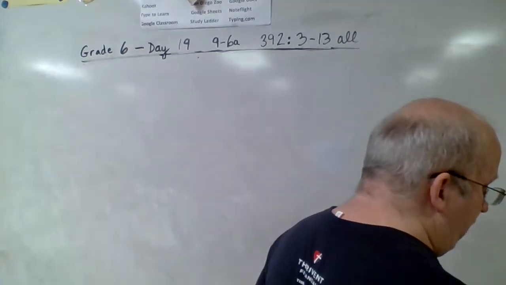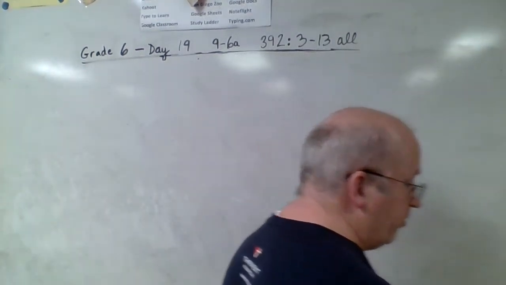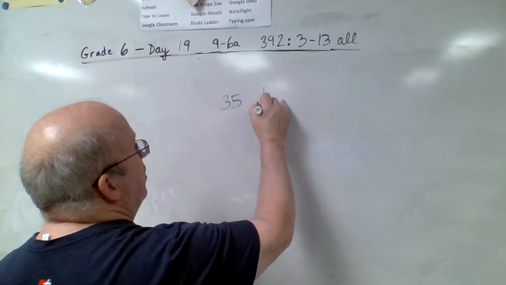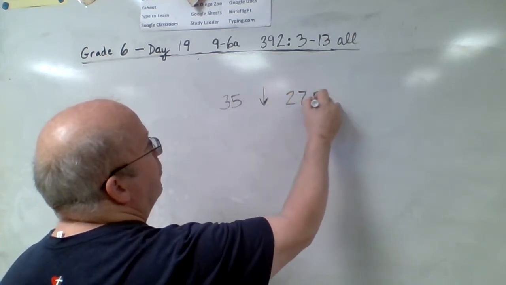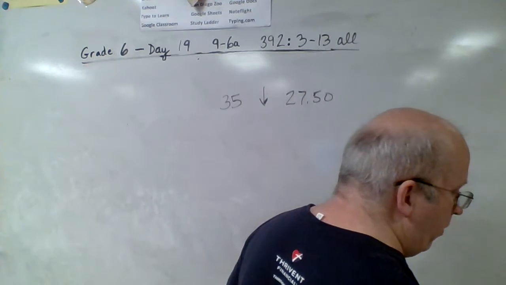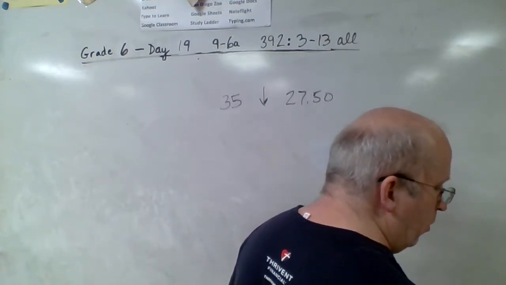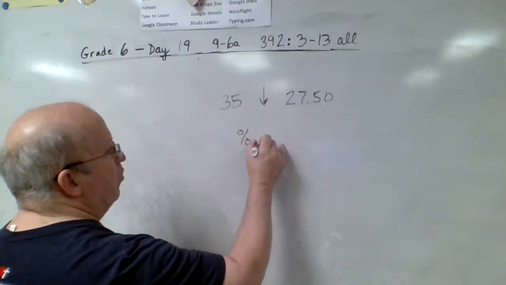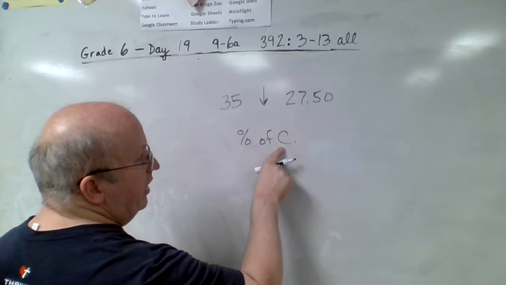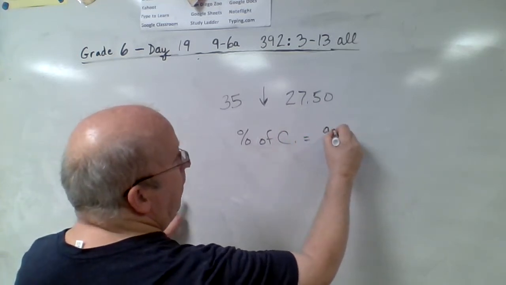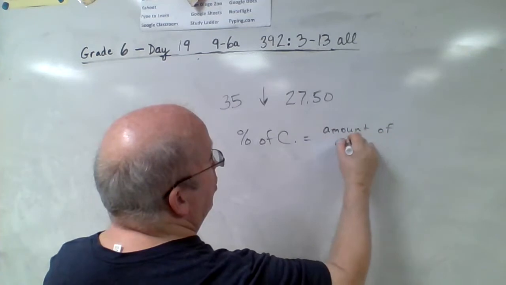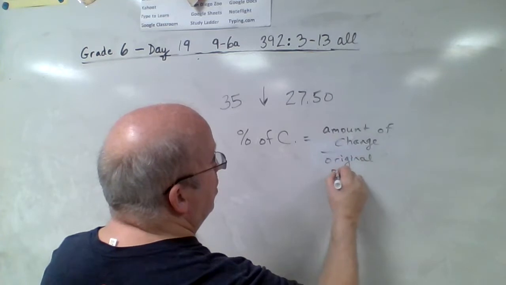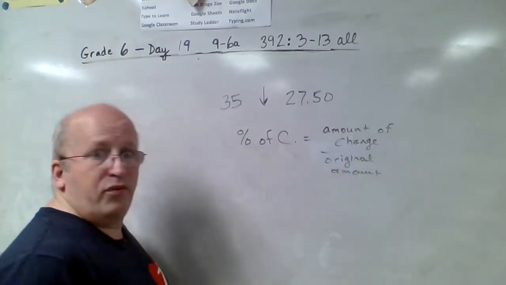Lola purchased a $35 book bag at a sale price of $27.50. So the price went from $35 down to $27.50. And then it says, what was the percent of decrease from the original price to the sale price? Percent of decrease. Do you remember this formula? Percent of change equals the amount of change over the top of the original amount. That's what we're going to have to solve here.